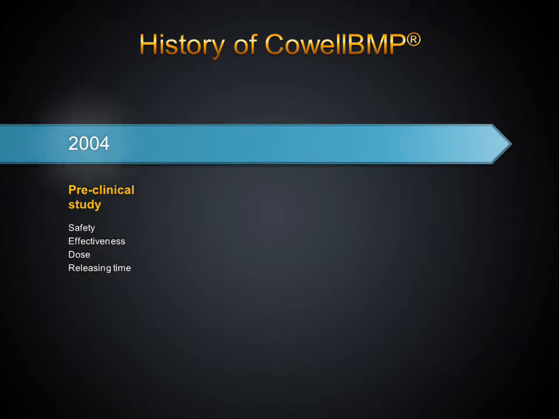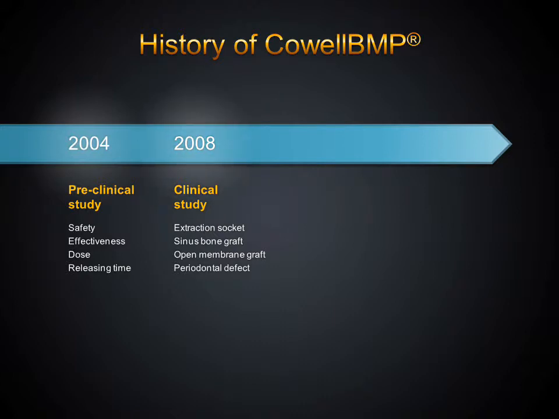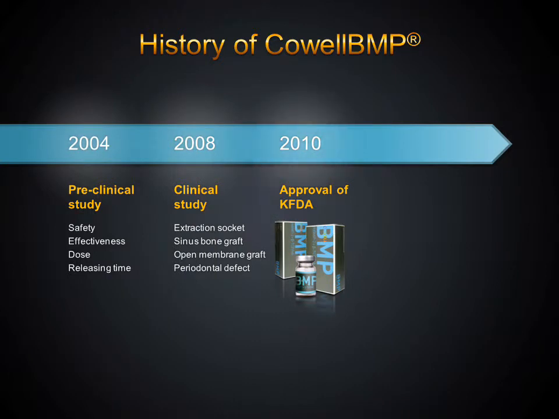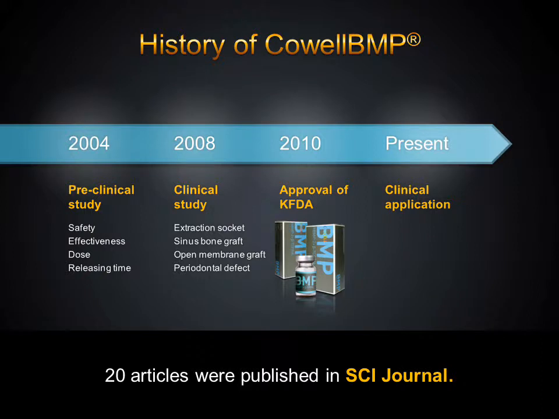CowellBMP was developed from 2004. rhBMP2 was first purified in 2004 at the CowellMedi Tissue Engineering Research Center. Preclinical studies on safety, effectiveness, dose, and release time were researched from 2004 to 2007. Clinical studies have been done from 2008 to the present in extraction sockets, maxillary sinus, periodontal defects, and open membrane technique. Approval of KFDA was given in 2010. A total of 20 research articles were published in SCI journals.